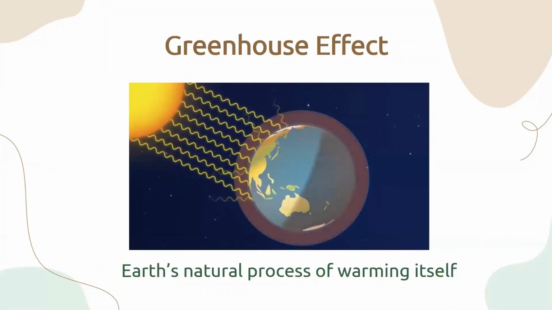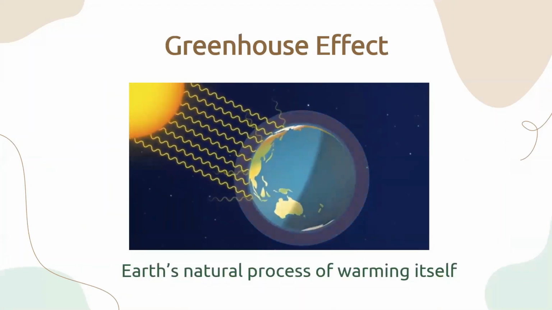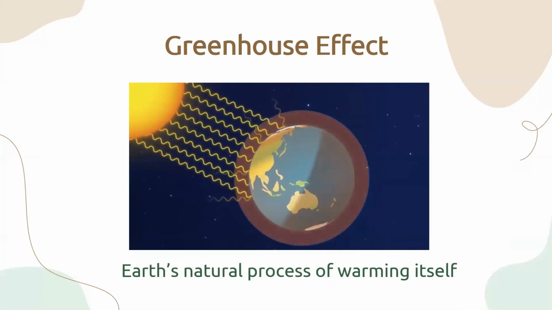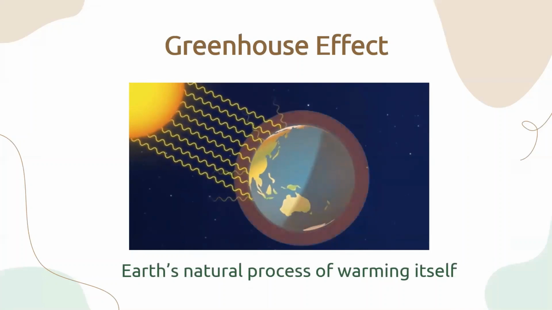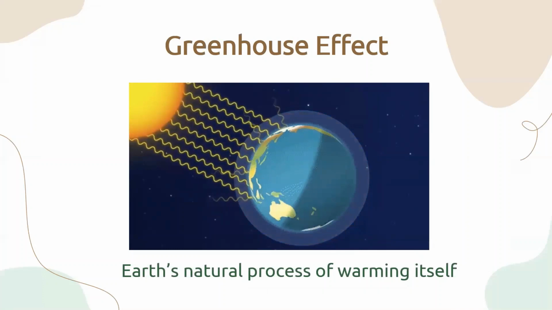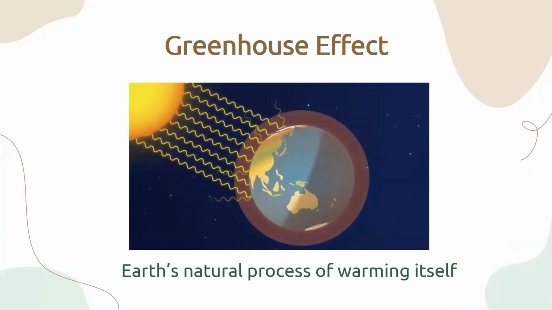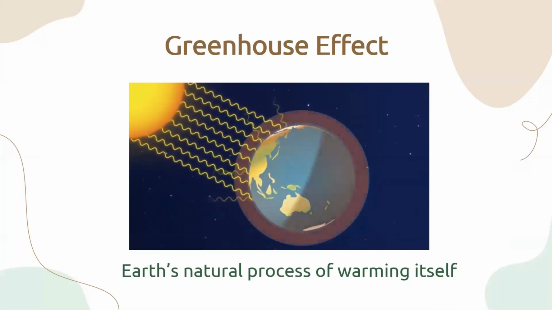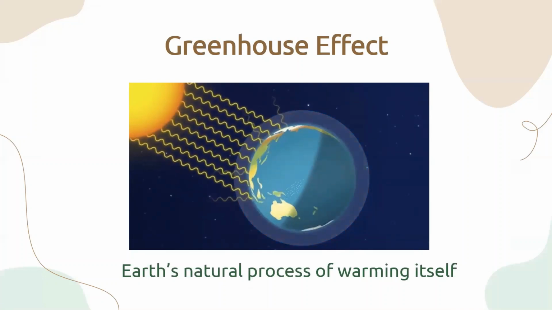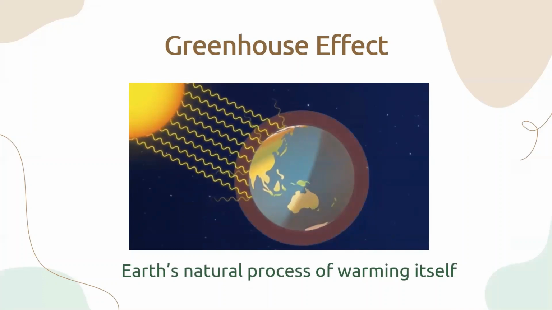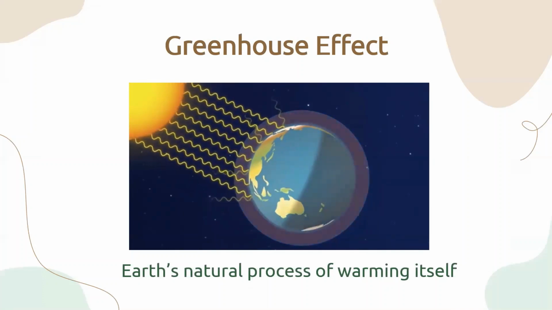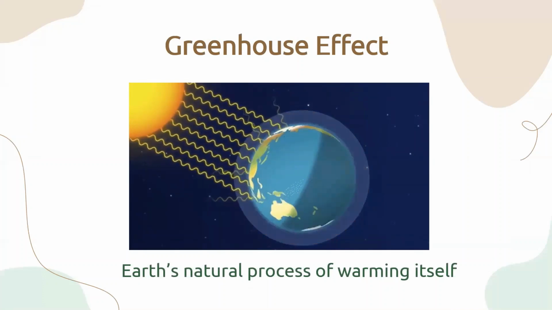The Earth's atmosphere is like a greenhouse. Like the glass in a greenhouse, trace gases such as carbon dioxide, water vapor, methane, and ozone allow sunlight to pass through and trap heat, resulting in the warming up of the Earth's surface. The greenhouse effect is Earth's natural process of warming itself. Without it, Earth would be very cold, too cold for living things, especially at night.